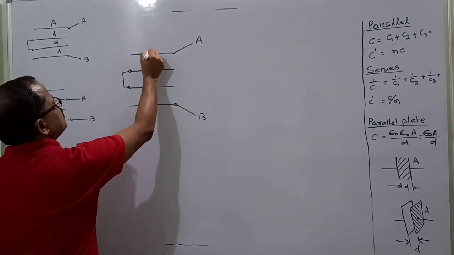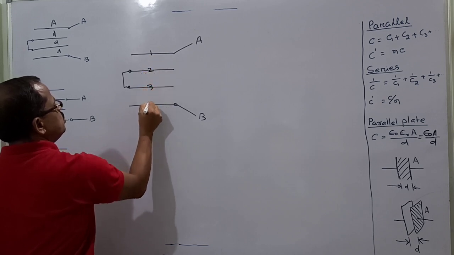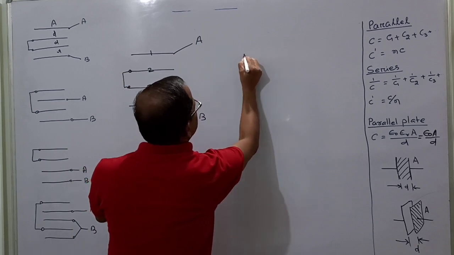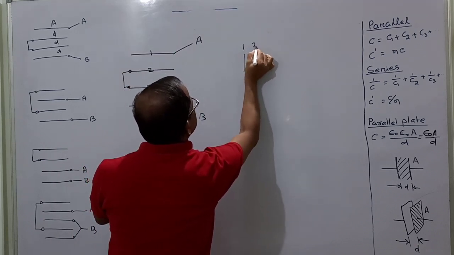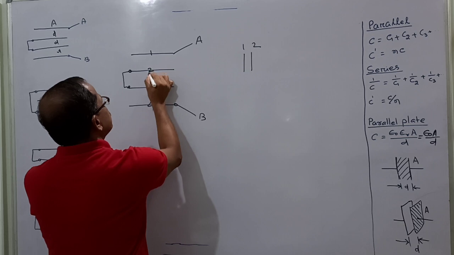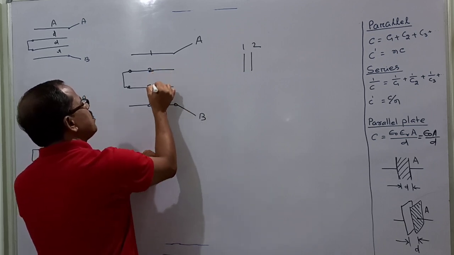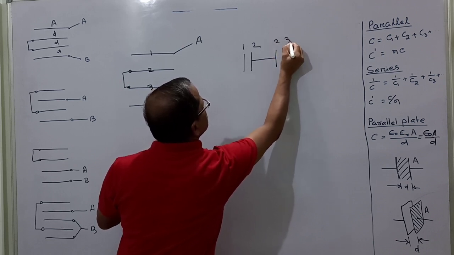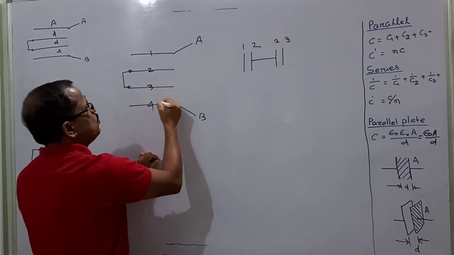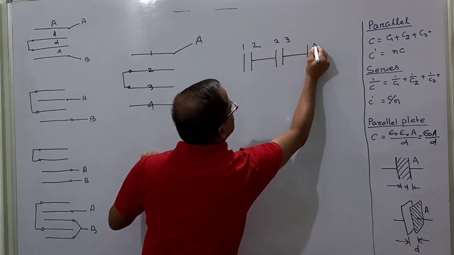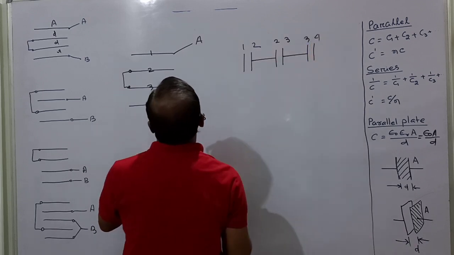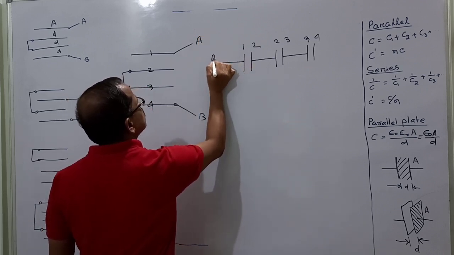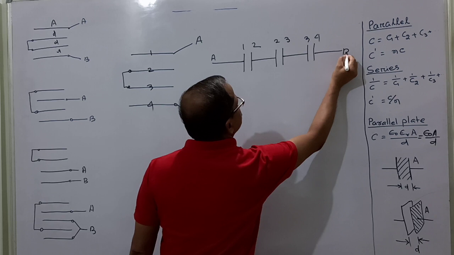Let's say the names of the plates are 1, 2, 3, 4. Now let us redraw them. Plate 1 to 2 is one capacitor, C1. Plate 2 is common and makes capacitor C2 with plate 3. Then plate 3 is common with plate 4, making capacitor C3. Then plate A and plate B are the end points. This is terminal A and this is terminal B.